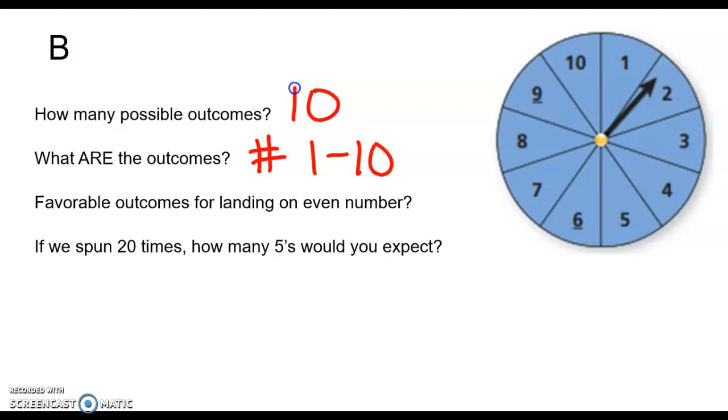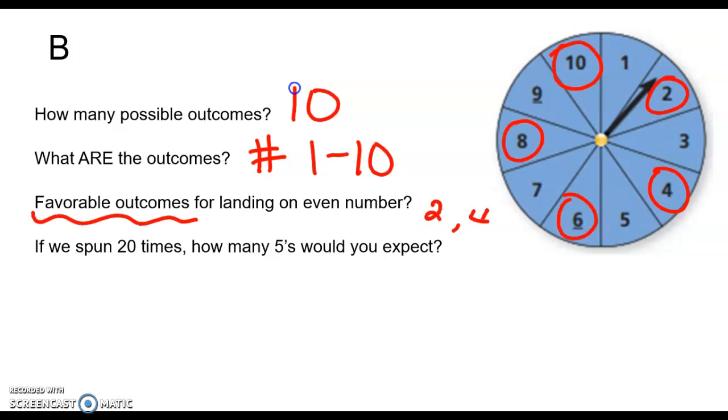Well, let's look at all the ways we could land on an even number. I could land on 2, 4, 6, 8, or 10. Okay? So when they ask for those favorable outcomes, I'm going to list them. If I land on 2, 4, 6, 8, or 10, those are the ways that I could get an even number. Okay? If we spun 20 times, how many times do you think we would land on the 5?